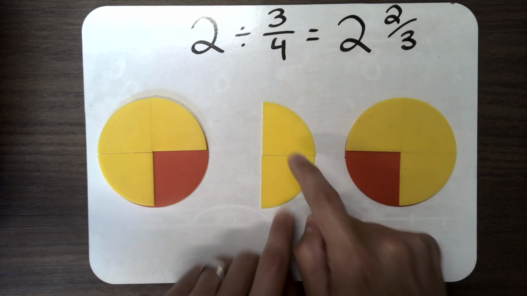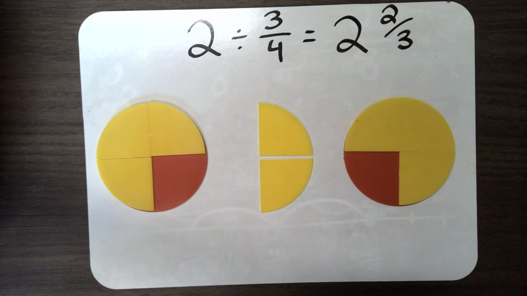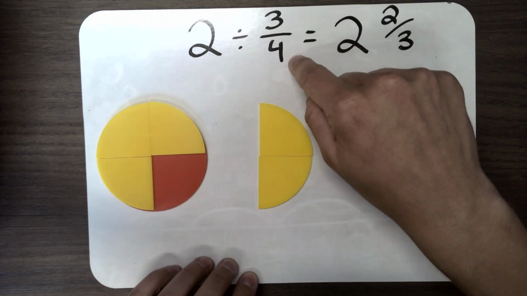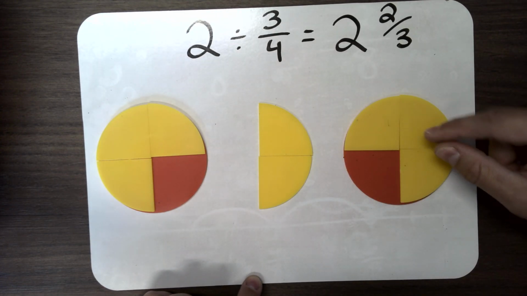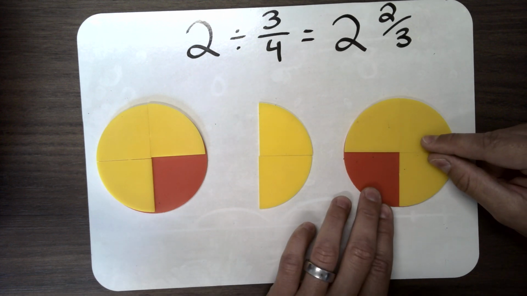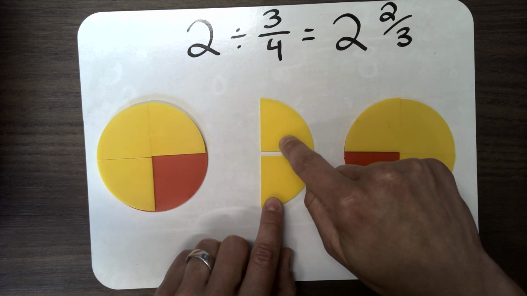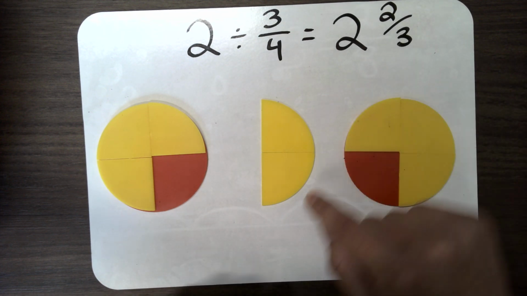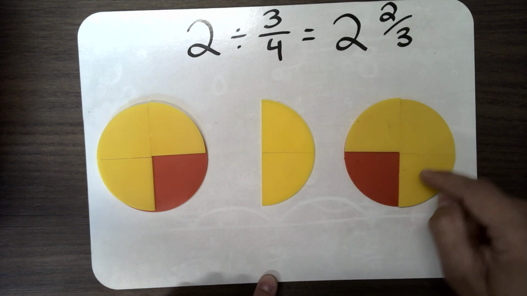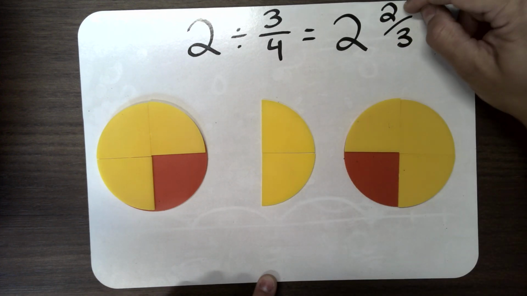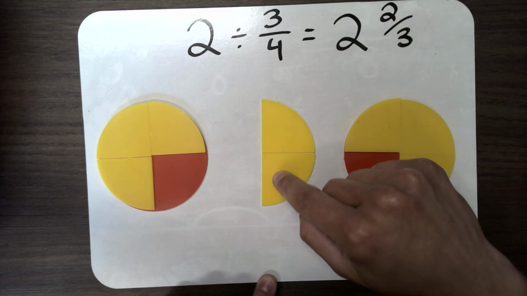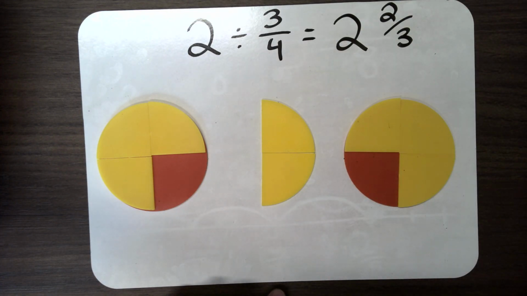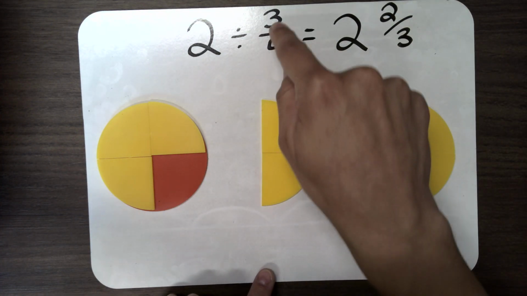Here we have 2 fourths, 2 pieces. Our group size is 3 fourths. We need 3 of these pieces to make a full group. So I only have 2 of the 3 pieces that would be needed to make a whole group. So I have 2. That's my numerator, the numerator of the fraction in the mixed number. And then how many would I need to create one full group with the size of 3 fourths?